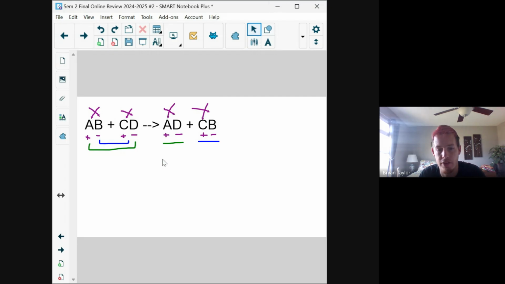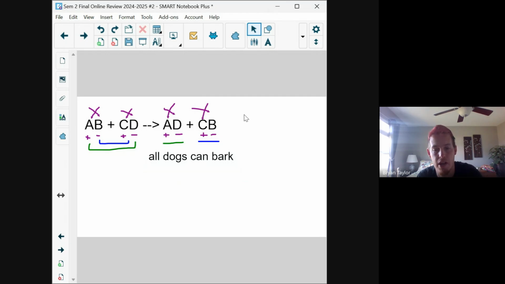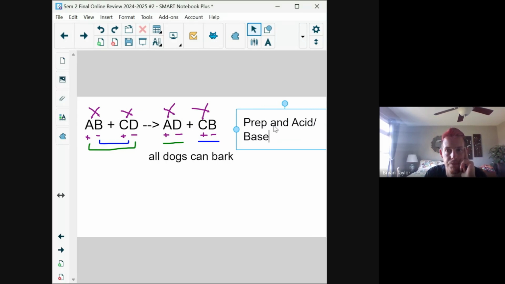And again, you've heard me say this in class, all dogs can bark. This is how you do pretty much everything. This is your precip reactions and your acid base. And again, you do need to crisscross all these. You got to make sure it's stable, which I'm going to talk about next. But you got to make sure you're doing it this way. It's the only way to do it.